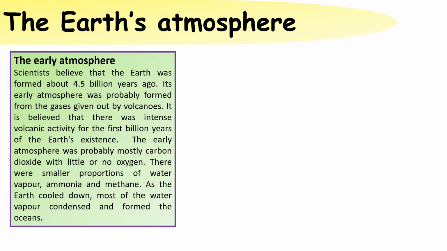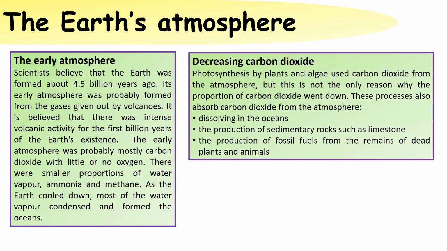There were similar proportions of water, ammonia and methane. As the Earth cooled down, most of the water vapour condensed to form the oceans. Photosynthesis by plants and algae used carbon dioxide from the atmosphere, but it is not the only reason that the proportion of carbon dioxide in the atmosphere decreased. These processes below outline other reasons.